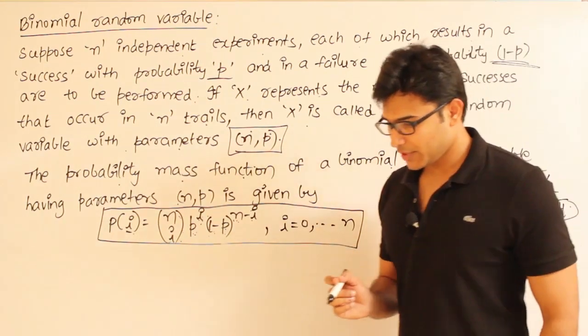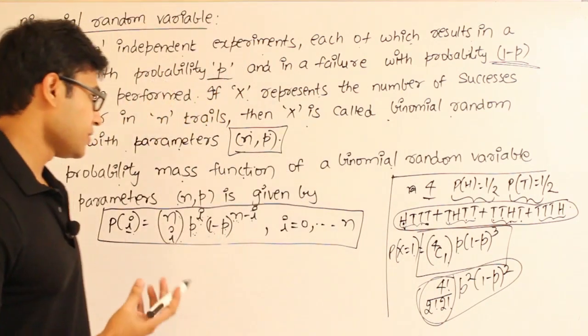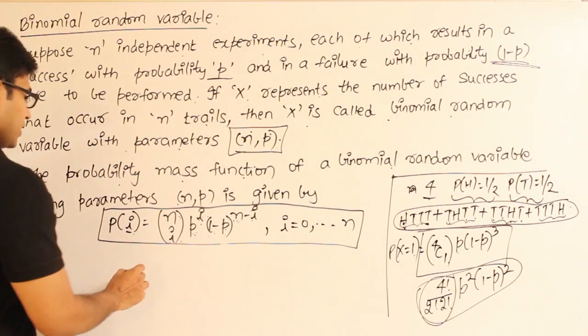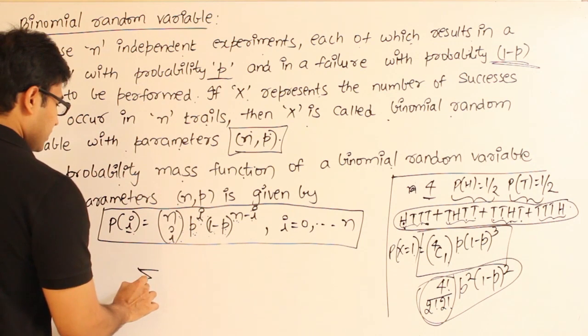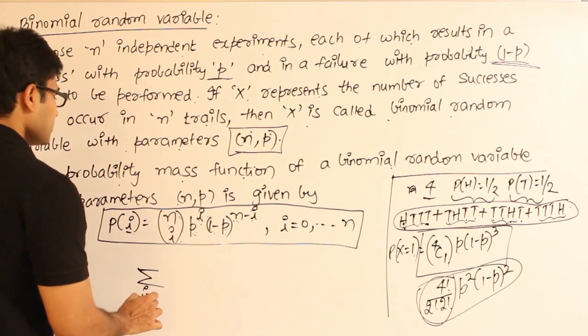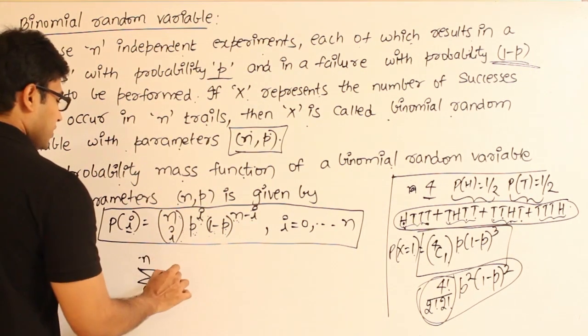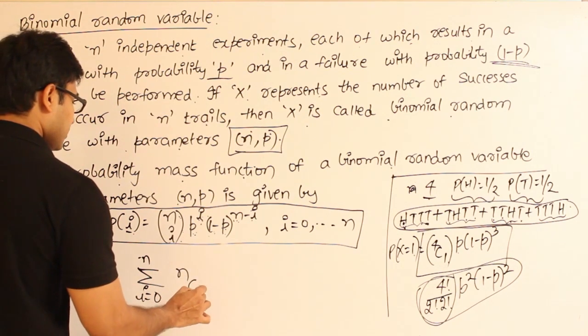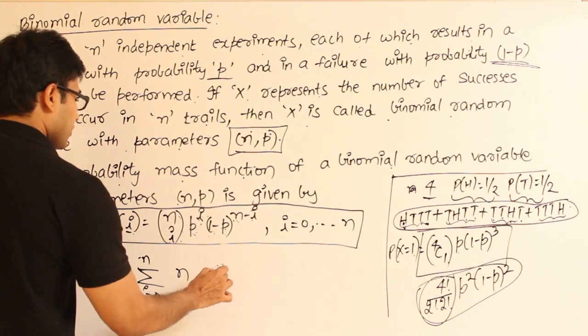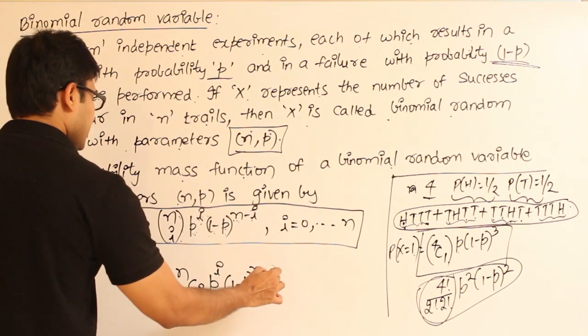So also we can prove that if you take all these probabilities and add them up, it is going to be 1. Why? See this. If you are conducting n experiments, then how many successes will be there? Successes will be either 0 or 1 or 2 or so on up to n. Now you add them all: nCI into p power I into (1 minus p) power n minus I.